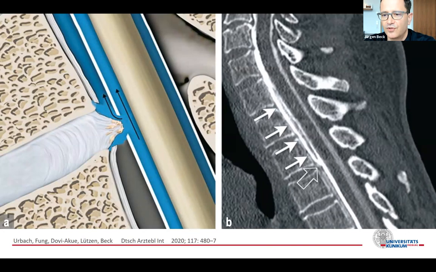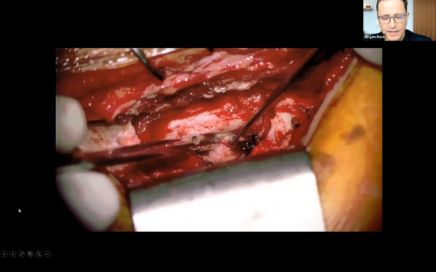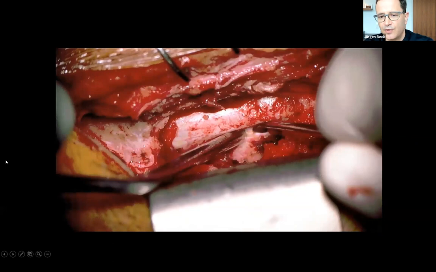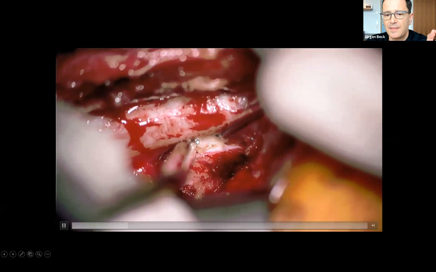I will show you the first video we did in Bern. We were very excited. Here is the head, here are the feet. We did a laminotomy, a fenestration, and this is a dorsal aspect of the dura. And if you look clearly in the high magnification, you have the pathophysiology. You have CSF oozing out here.